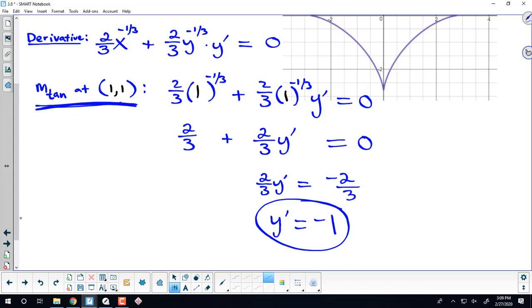What happened to your -1/3? Negative 1/3? I mean, it was wasted. Once we plugged in 1, it went away because 1 to any power is just 1. Remember, 1 to the negative 1/3 power is the same thing as 1 over 1 to the positive 1/3, which is 1 over the cube root of 1.